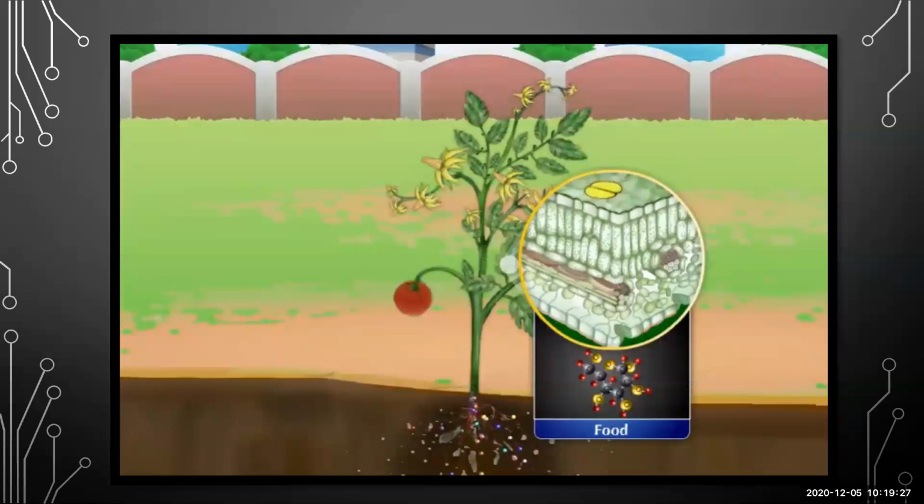And for the food which has been stored, the storing of excess food except the amino acid is known as what? Translocation. And this is done with the help of energy, and that energy is obtained from the ATP.